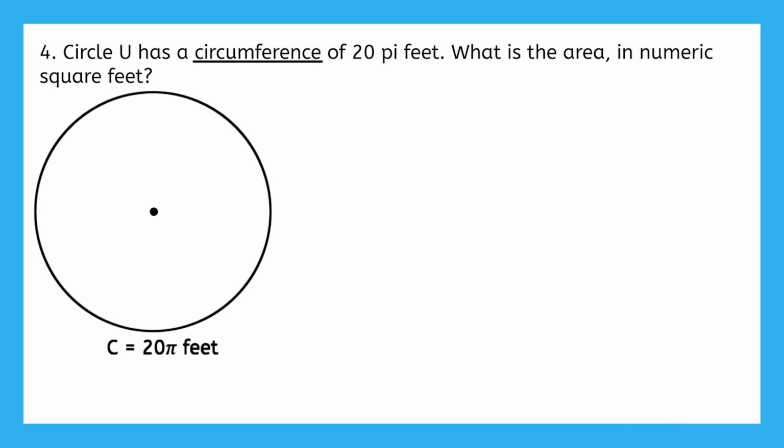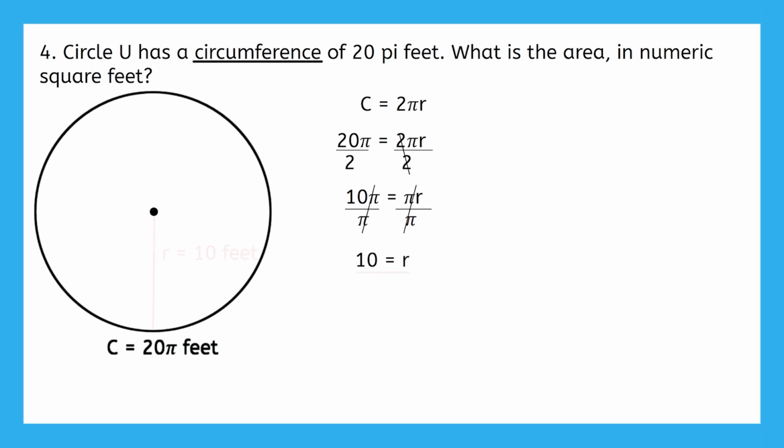The circumference is given, so I use that to find the radius, starting with c equals 2 pi r and substituting 20 pi in place of c. So my equation was 20 pi equals 2 pi r. Isolating r, I divide both sides by 2. That gave me 10 pi equals pi r. Since I wanted r by itself, I needed to divide by pi on both sides. That gave me a radius of 10 feet.